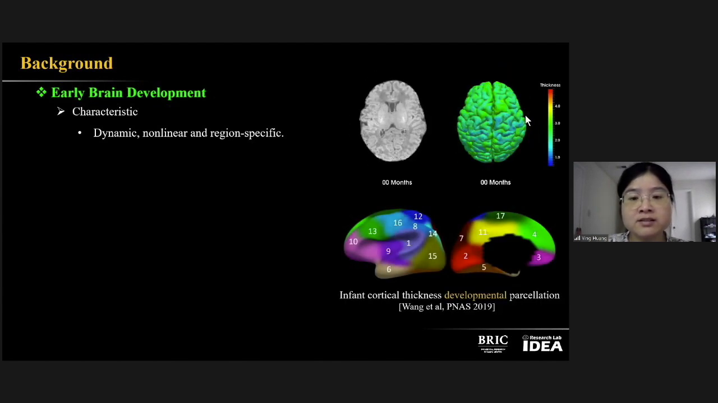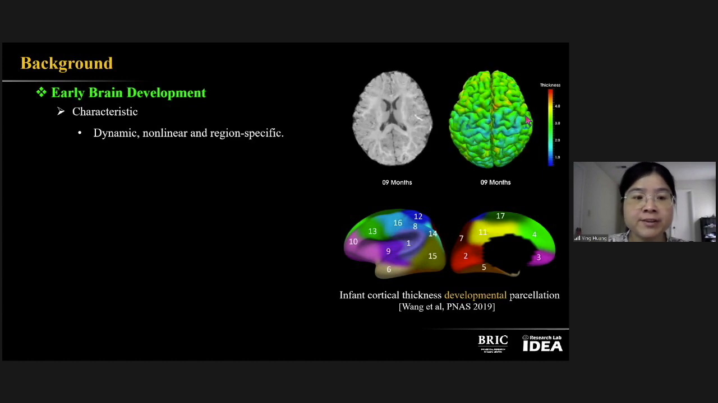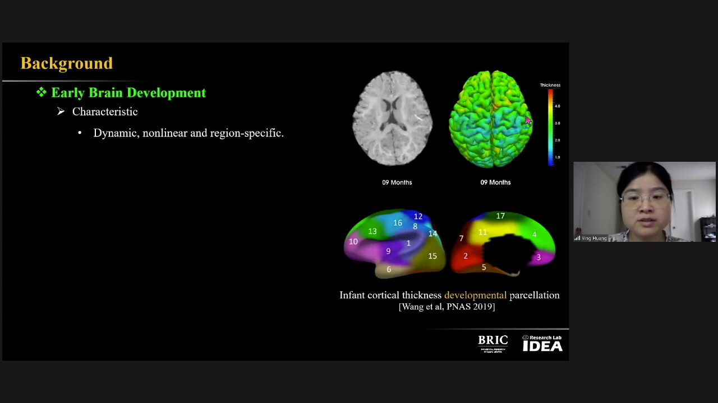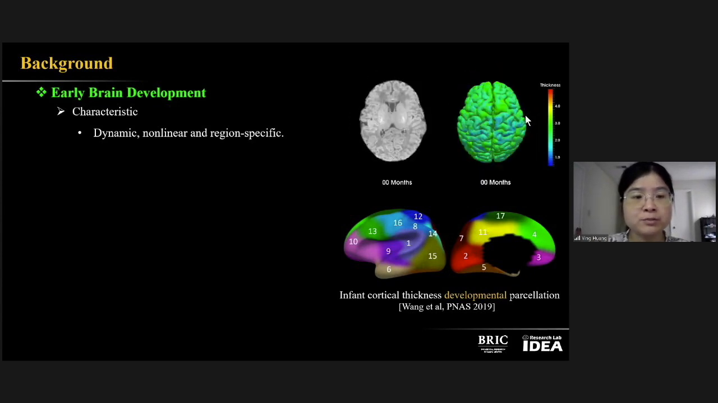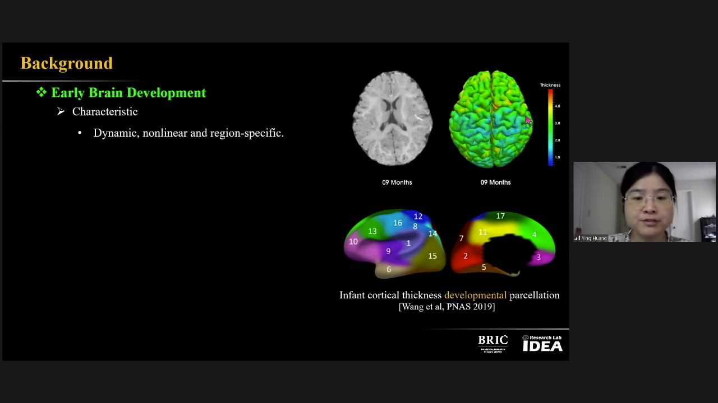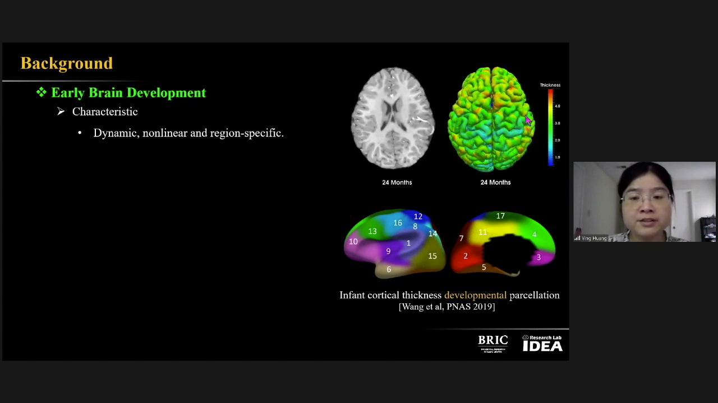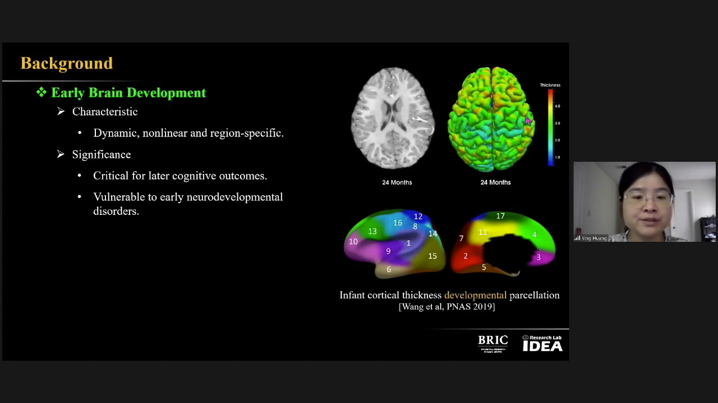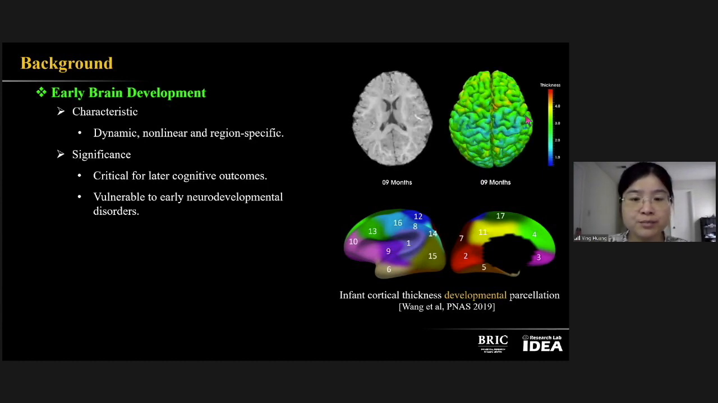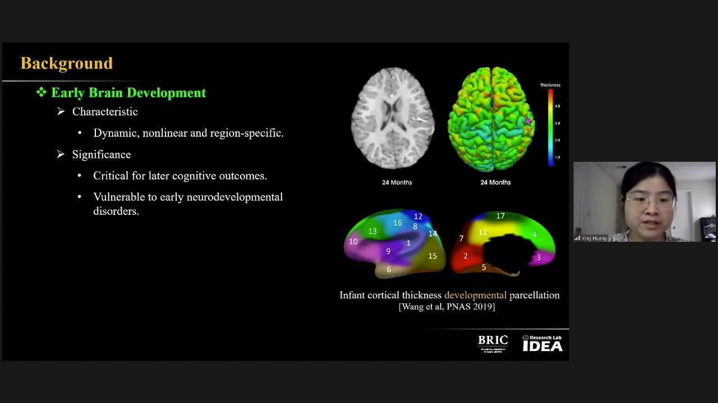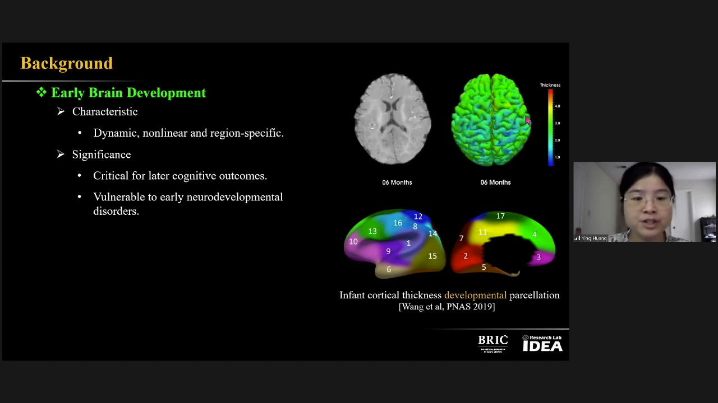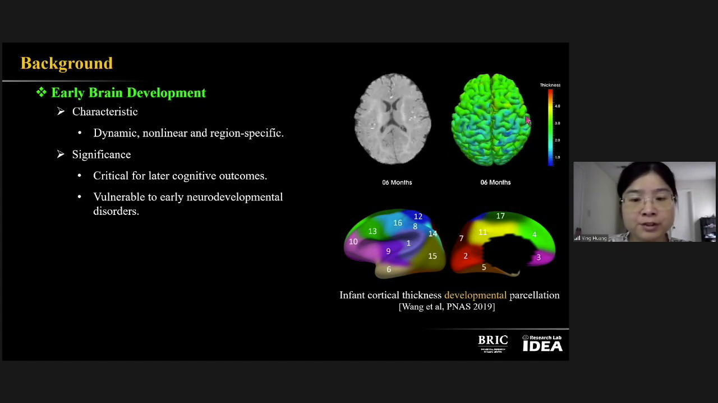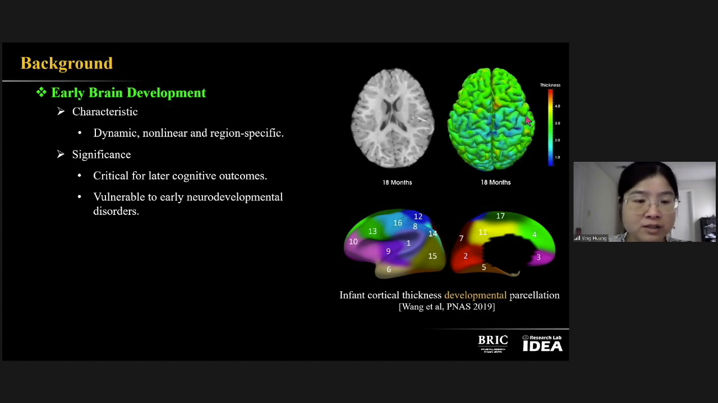In another study, Huang investigated the infantile developmental regionalization of cortical thickness, which describes regions naturally formed during the dynamic development of cortical thickness and differs markedly from conventional anatomical populations. Many works have also been done to explore the significance of early brain development. It has been proven that early brain development is critical for later cognitive outcome and vulnerable to early neurodevelopmental disorders.